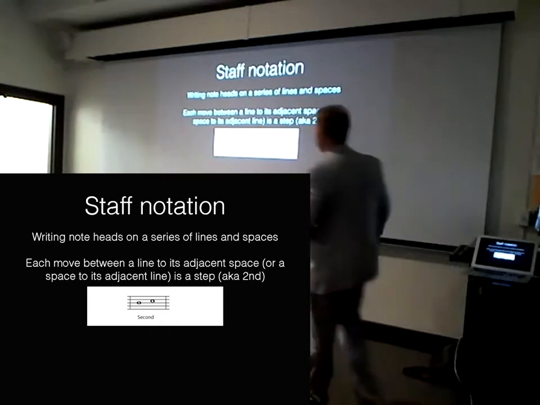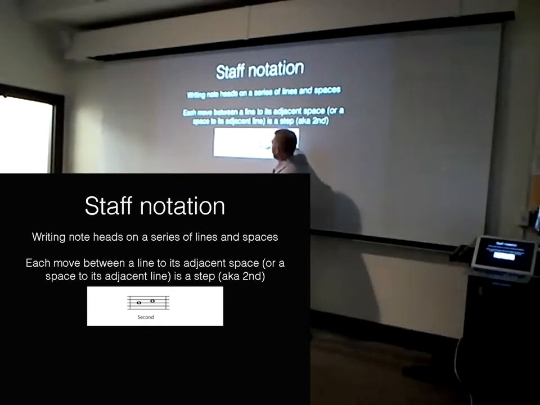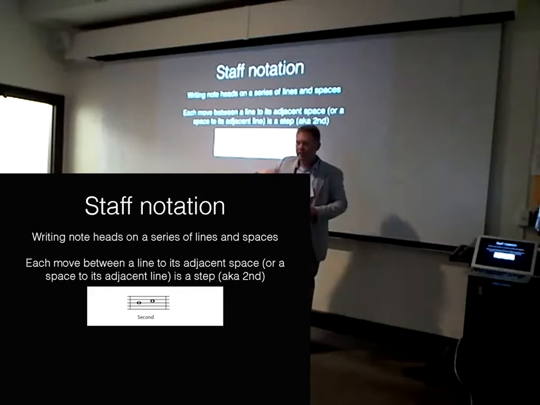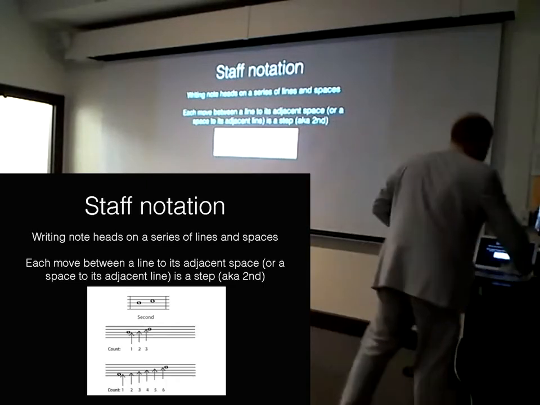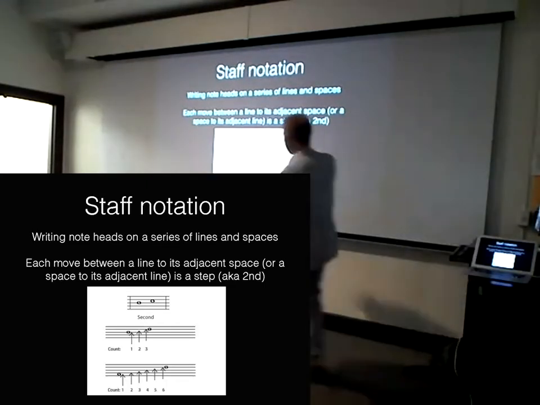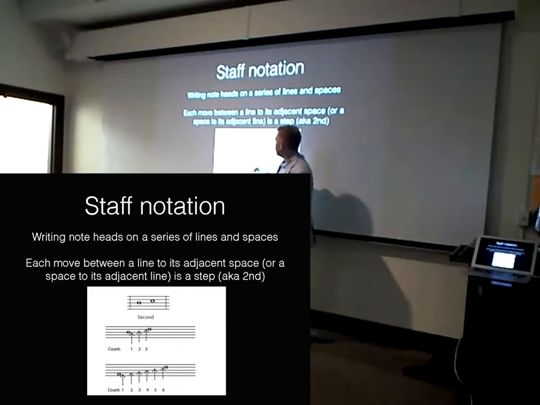So if you see something like this, you've got some lines and you've got some spaces and you're going from a line to the space right next to it, it's a second. It's a step. You go from this note to the note that's right next to it. But if you went from the line and you skipped that space, but you went to the next line, you get between here and there because you skip one of the sort of ticks in this ladder that is being represented by the lines and the spaces here.